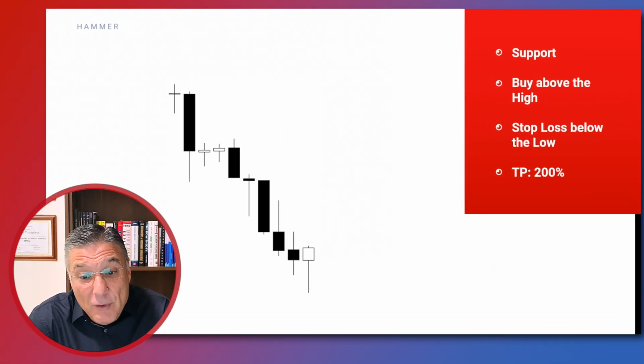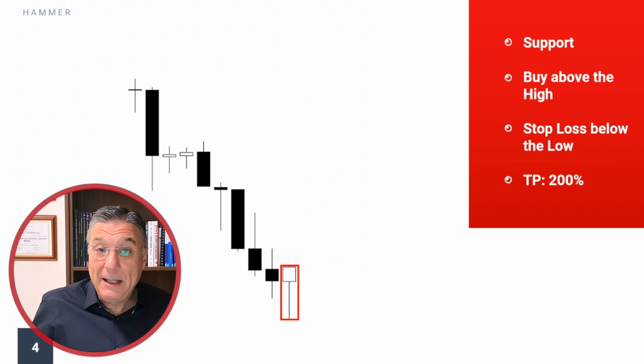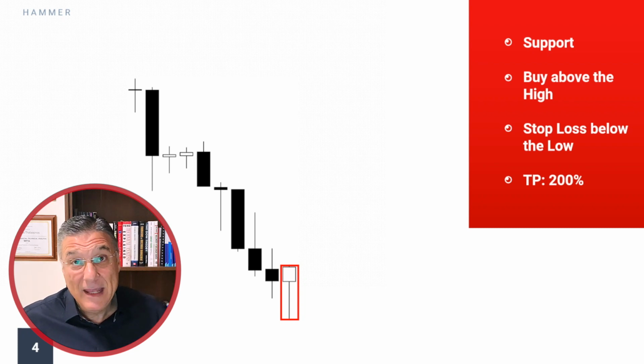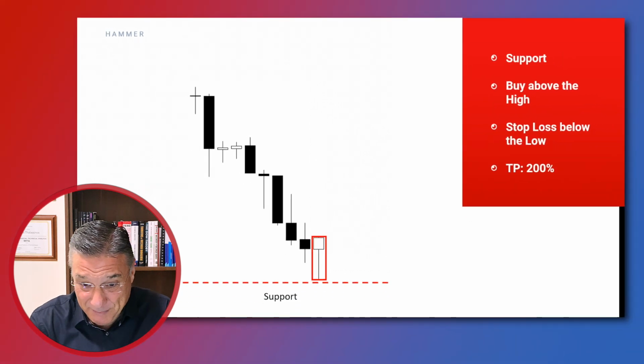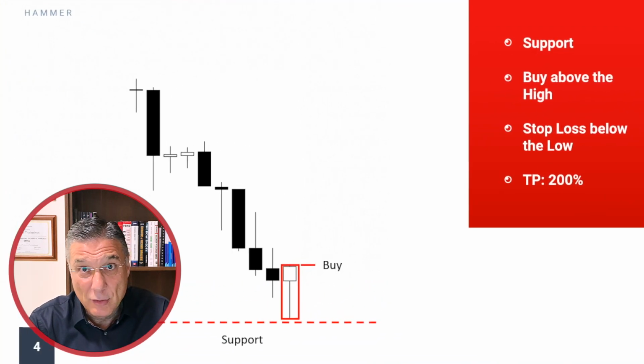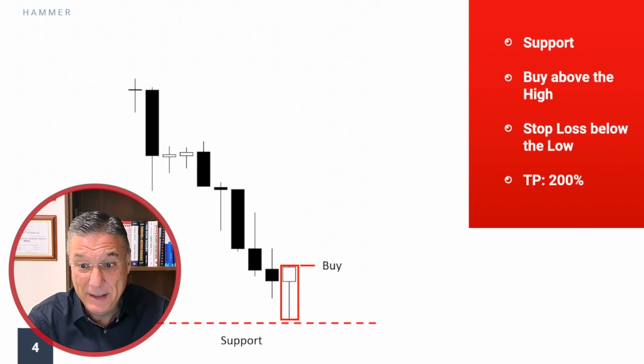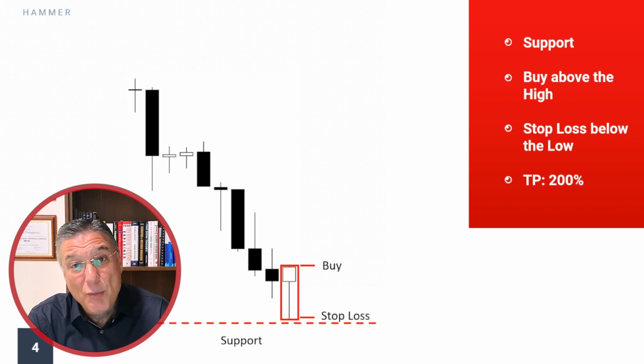If we find this reversal pattern near a support area, then we feel more confident entering the market with a buy order. And indeed, we can see a support area here. We place our buy order right above the high price of the hammer, and we place a protective stop loss right below the low price of the hammer. The take profit strategy is pretty straightforward in this case. It's at the 200% level.